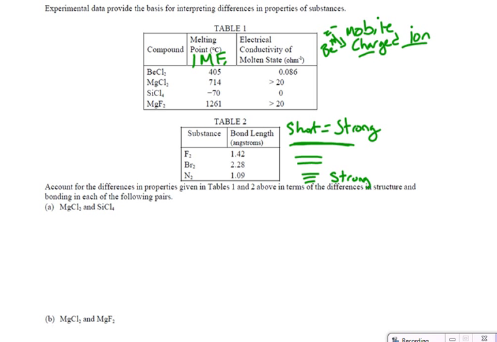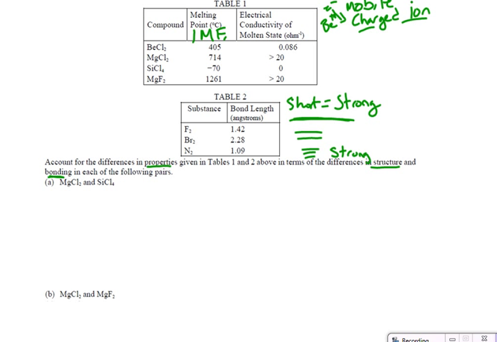Okay, so now let's look at the problem. What does it say? It says account for the differences in the properties given in tables 1 and 2 in terms of differences in structure and bonding. So we're going to have to talk about structure and bonding. And it says properties. So we're going to need to talk about more than just one of the properties. We've got to talk about both if we're talking from table 1. And we've got to talk about bond length as much as we can get from table 2 if we have to talk about it. For each of the following pairs. So now we look and, oh look, they're all paired up nice and neat.